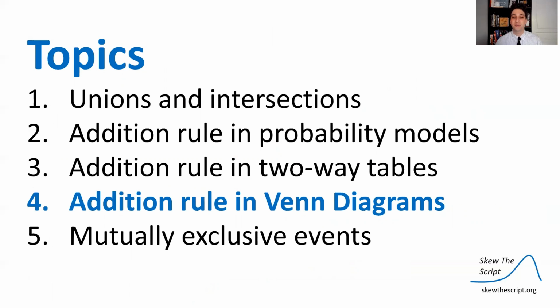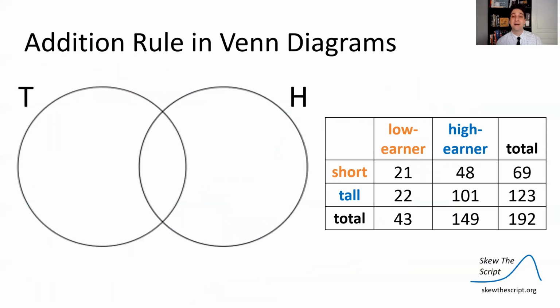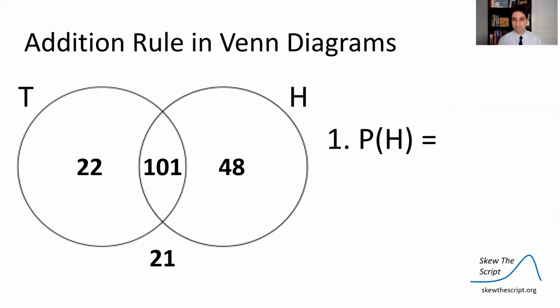Now, let's start with the addition rule in Venn diagrams. So we can put our categories into a Venn diagram. The people who are high income earners and tall are the intersection between those tall and high income earner circles. That's 101. 48 were high income earners, but not tall. 22 were tall but not high income earners, and then 21 were neither tall nor high income earners. So we put those there.